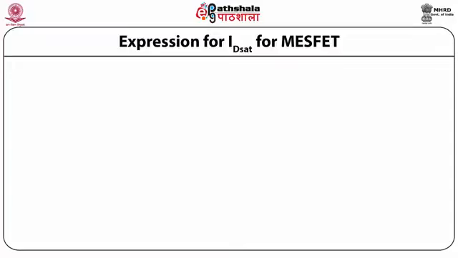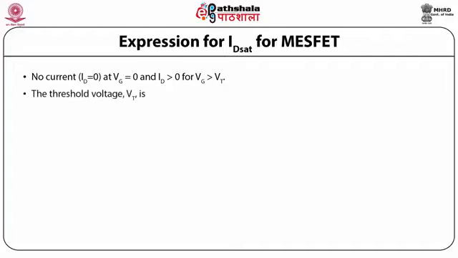So let us now derive the expression for ID saturation for a MESFET. Now current ID equal to 0 at Vg equal to 0, and ID greater than 0 for Vg greater than Vt, where Vt is the threshold voltage, which is given by VBI minus Vp.